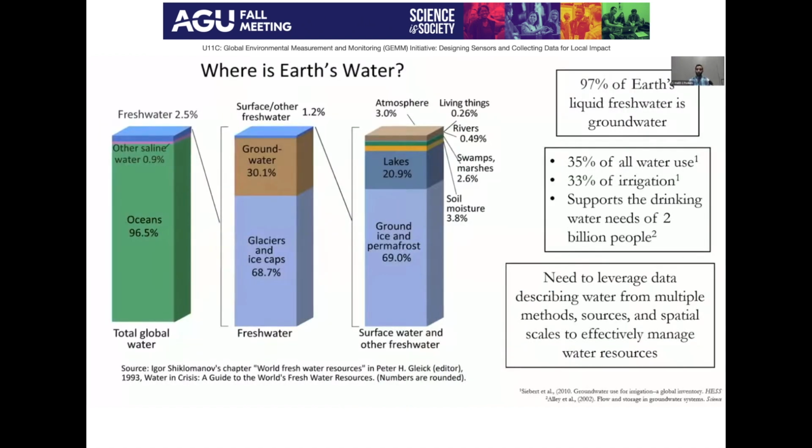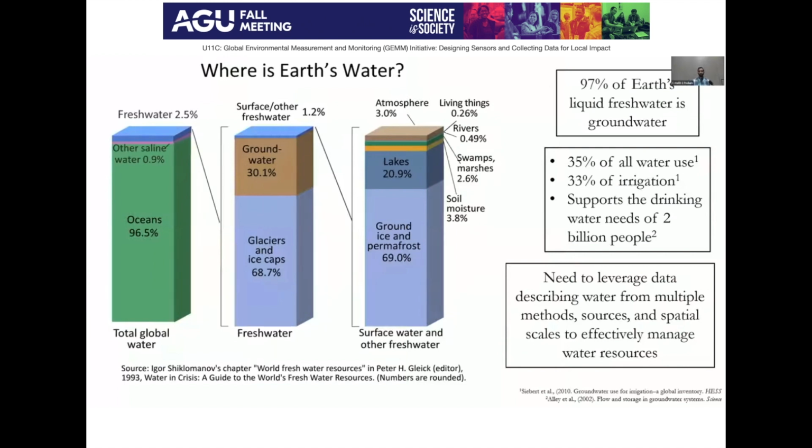So why groundwater? What about groundwater is so important? Out of all of the water on Earth, only about 2.5% is fresh. And of that fresh water, 97% is groundwater. And so it constitutes 35% of all water use, about a third of all irrigation, and it supports the drinking water needs of about 2 billion people. And that's a number that's almost certainly grown since the study was published in 2002.